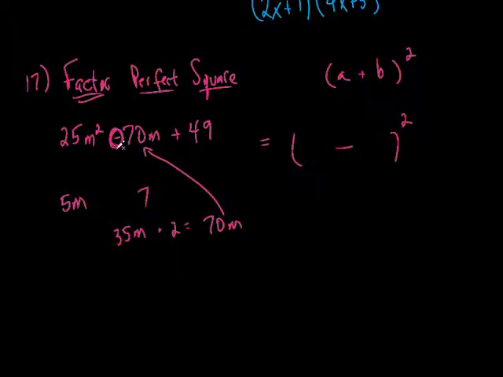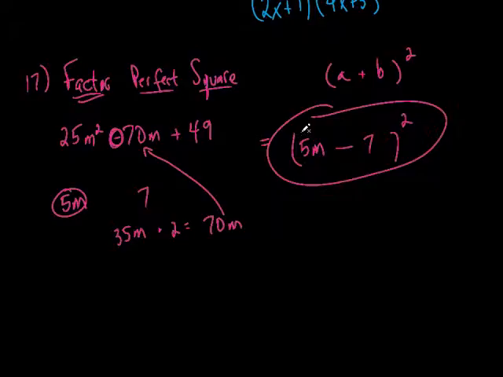What is being squared to give you 25m squared? 5m, right? We kind of already figured out these numbers already, didn't we? All right, and what's squared is going to give you 49? 7, and that's it. That's all there is to it. That literally should take just a matter of seconds to do, just seconds.